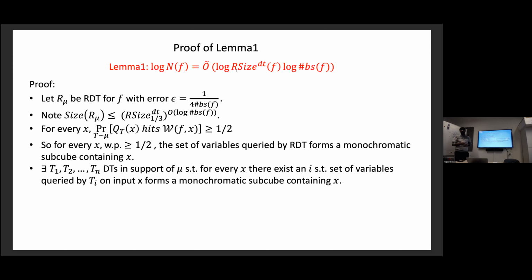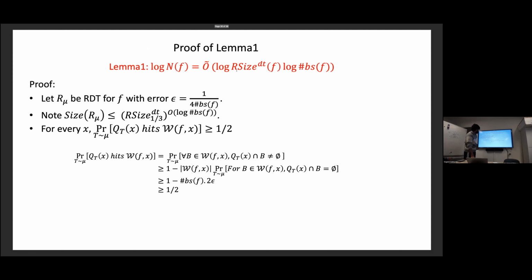Yeah. Can you say this just again? What is happening with this? For some reason I got lost. I'm not sure where I got lost. My question is a bit vague. So what we are saying is that on an input x, with probability at least 1/2, we will be able to hit every sensitive block.